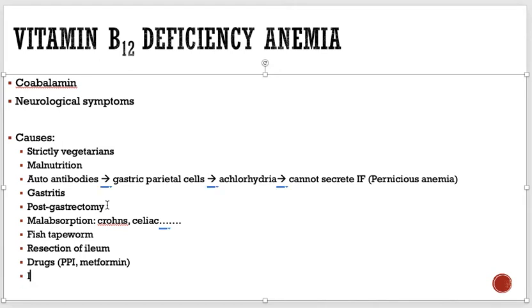For example, intrinsic factor receptor defect. It's a genetic disorder in which the receptor for intrinsic factor is damaged. So of course, when the receptor is not there, intrinsic factor cannot be absorbed from the body. So these are the causes of vitamin B12 deficiency. Just pay attention, guys. Pernicious anemia is an autoimmune condition. It is one of the causes of a vitamin B12 deficiency.